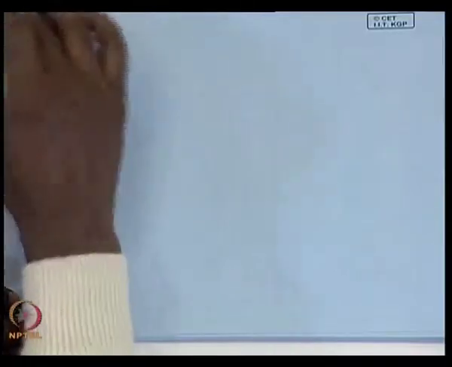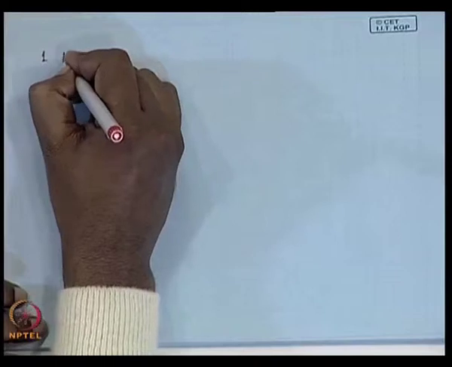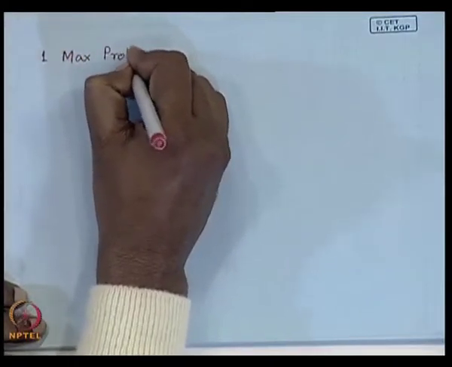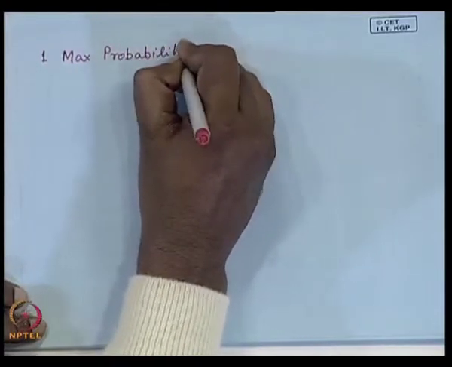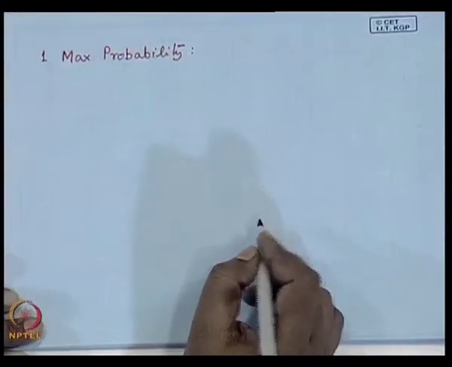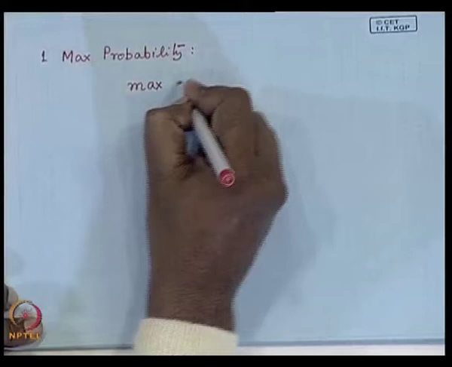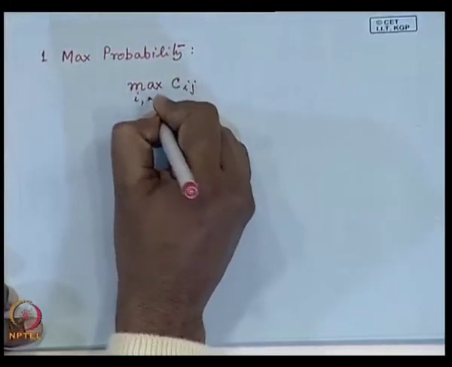One is the maximum probability. Okay. This maximum probability is nothing but max of C i j, where the maximum is taken over i and j.